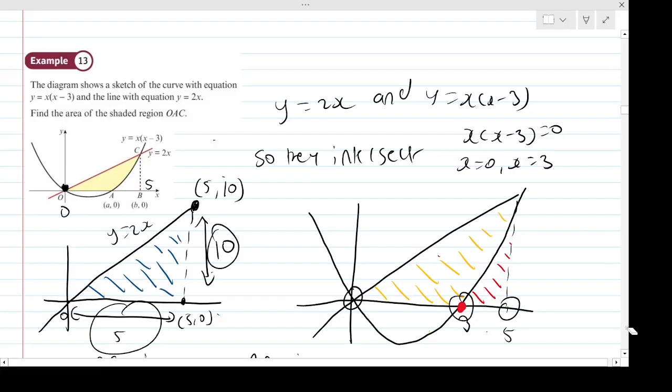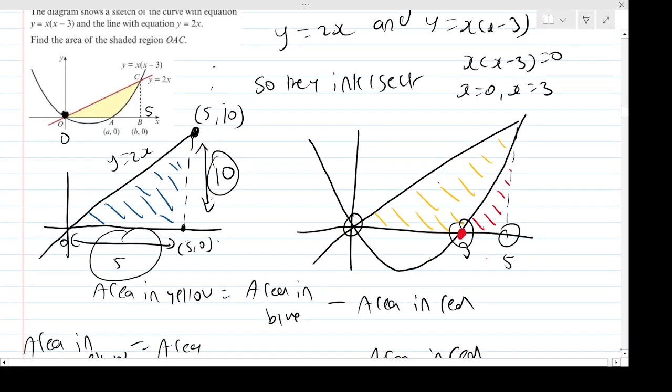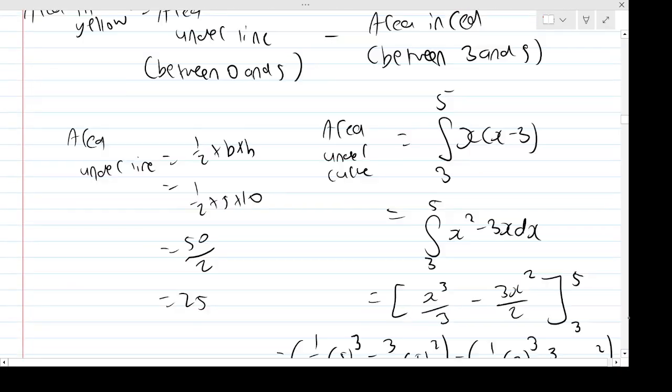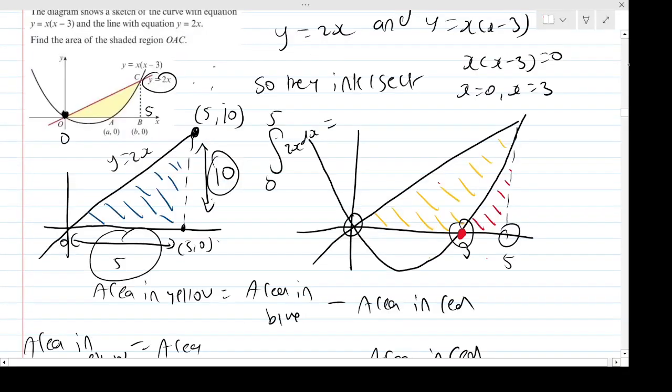And so again, the idea is we can split up the area under the line and the area under the curve. Now, two things. First of all, the area of the triangle, the area under the line, which was again in blue here. Alternatively, you could have just integrated the line between 0 and 5. So you could have done the integral between 0 and 5 of the line 2x dx. If we work that out, you should have got 25, okay? You should get the same area as the triangle because they're the same thing, right? So again, you could do that integral if you're not comfortable with finding the triangle.